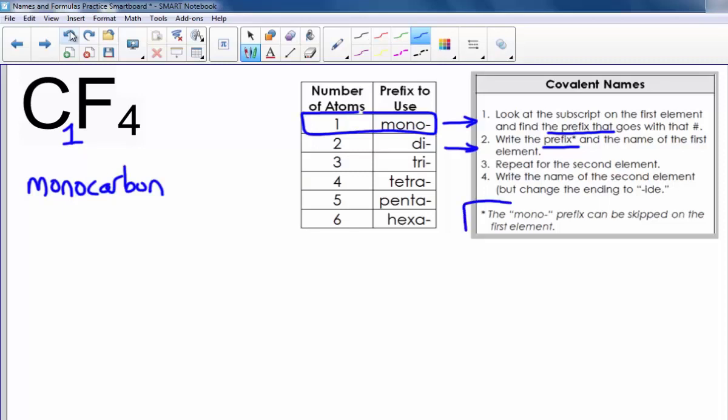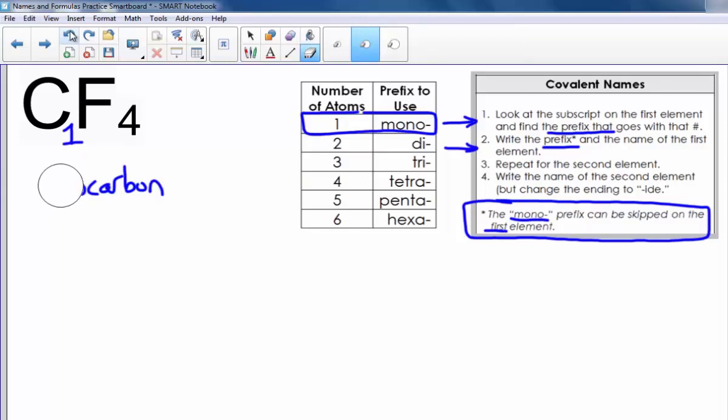Now, it's really important to notice this little asterisk down at the bottom. It's sort of the exception to the rule. The mono prefix can be skipped on the first element. And so we're actually not going to write mono on carbon. I'm going to bring that over here.